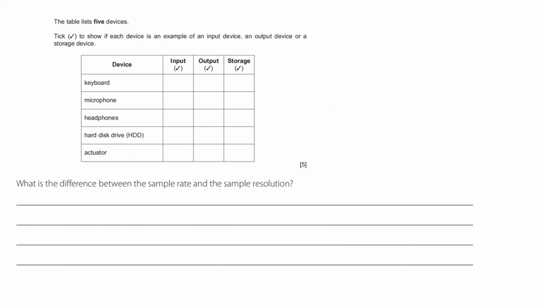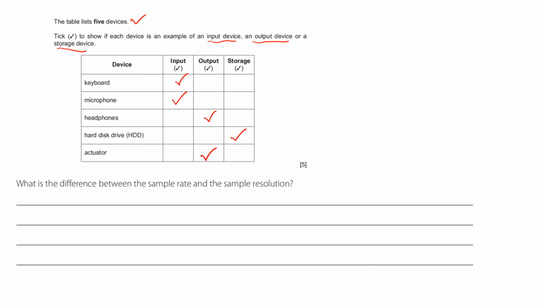The table lists five devices. Tick to show if each device is an example of an input device, an output device, or a storage device. Keyboard is an input device, microphone is an input device, headphone is an output device because it gives sound. Hard disk is a storage device. It is used to store data, and actuator is an output device.